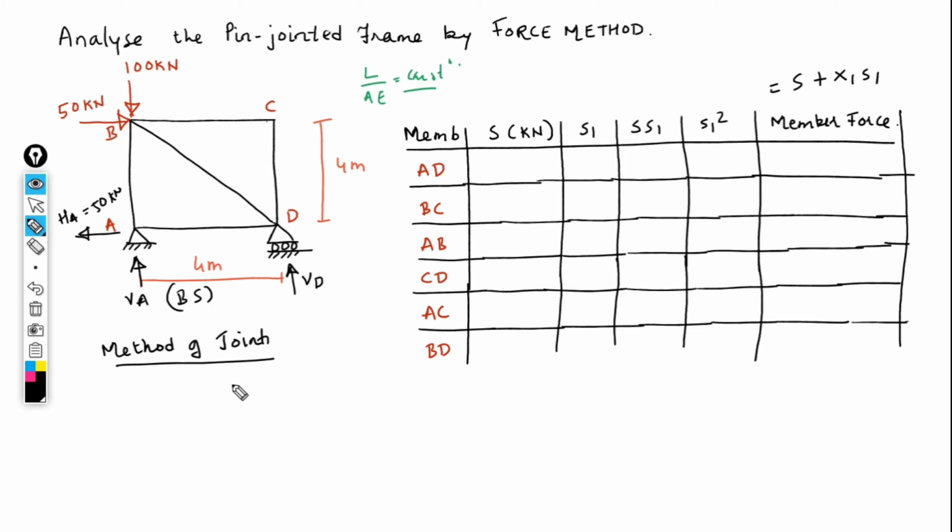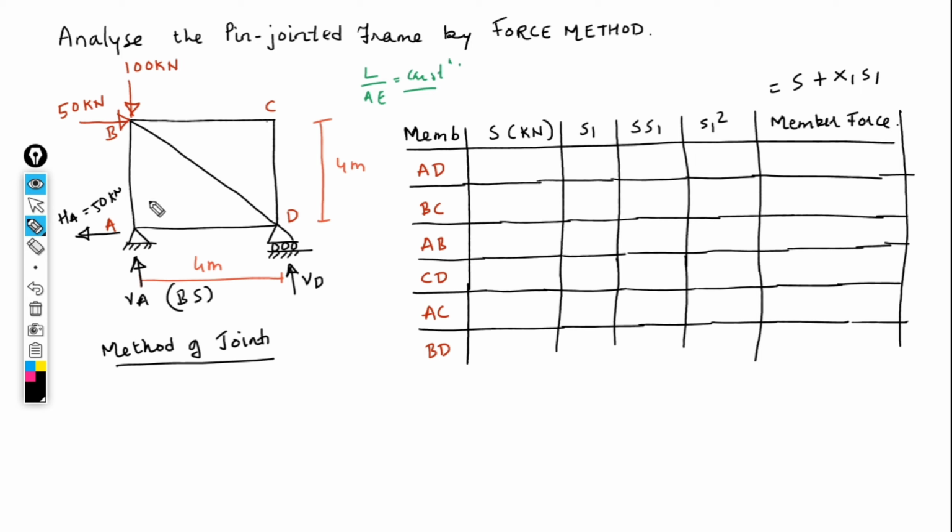I will use the method of joints concept. When using the method of joints, you have to select a joint which has only two unknowns. You cannot select a joint which has three or more unknowns, because we have only two equations of equilibrium at any joint: summation of Fx equal to 0 and summation of Fy equal to 0. So we can solve for two unknowns, not for three or more. You can take joint A initially, or even joint C.